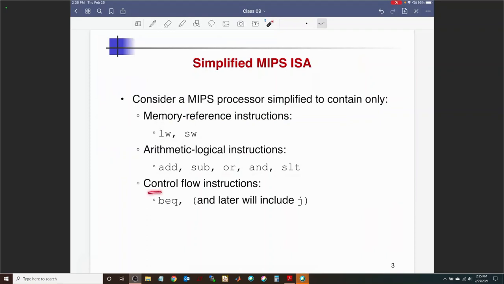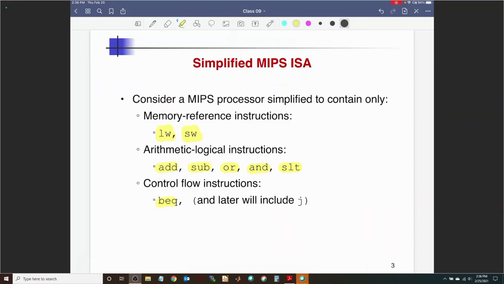Then in terms of control flow, we will have branch when equal. We will also include J later on, the jump instruction. So let us actually just do one step. How many instructions are we talking about? We have 1, 2, 3, 4, 5, 6, 7, 8. Right. So far we have 8.